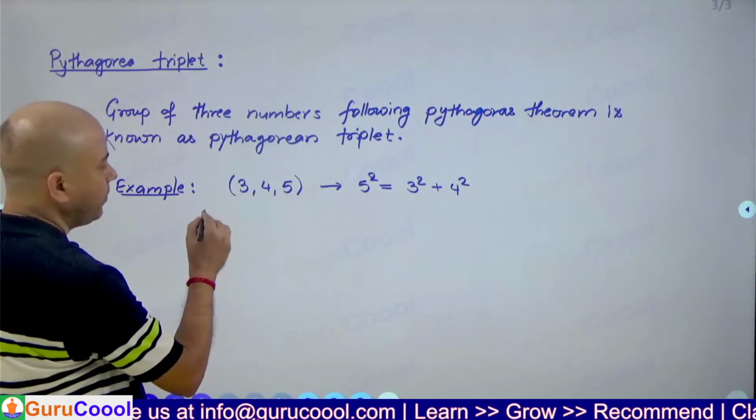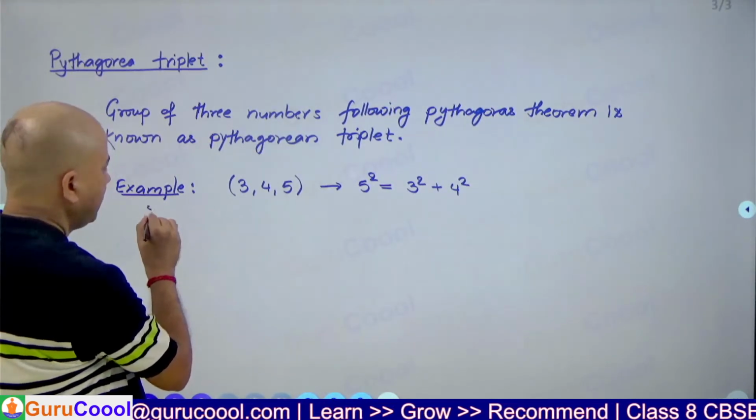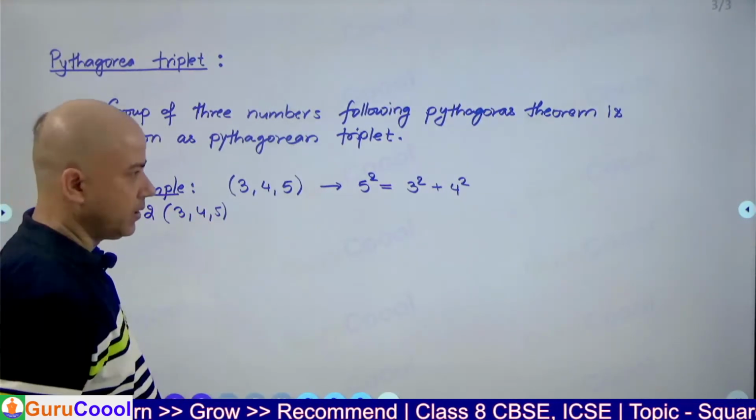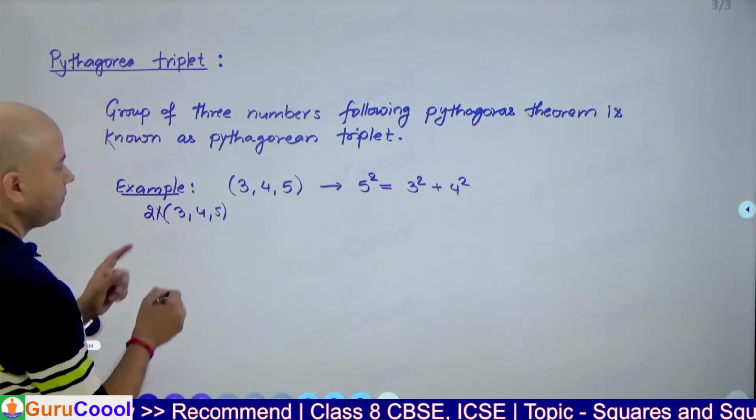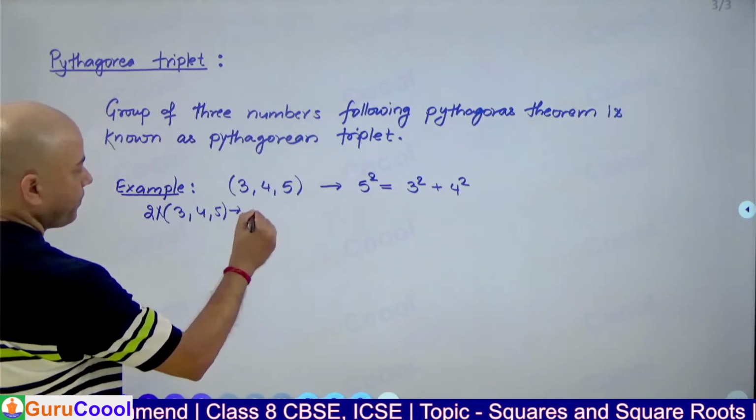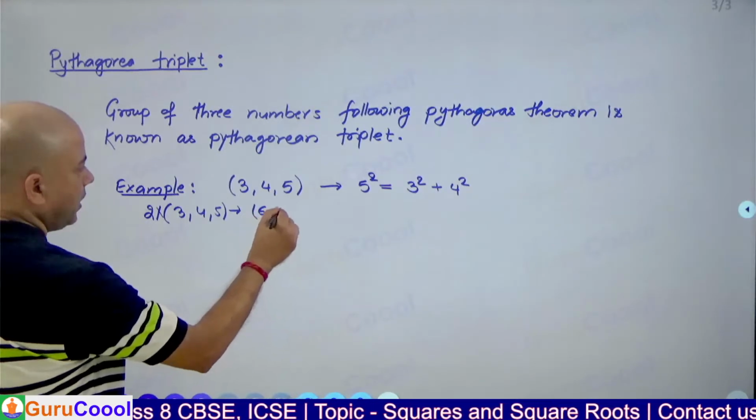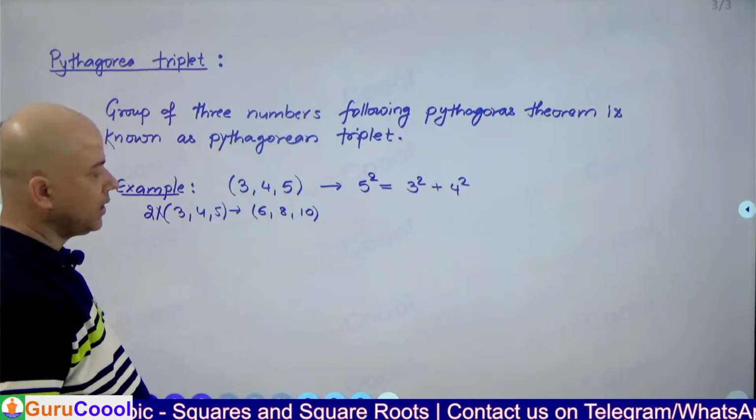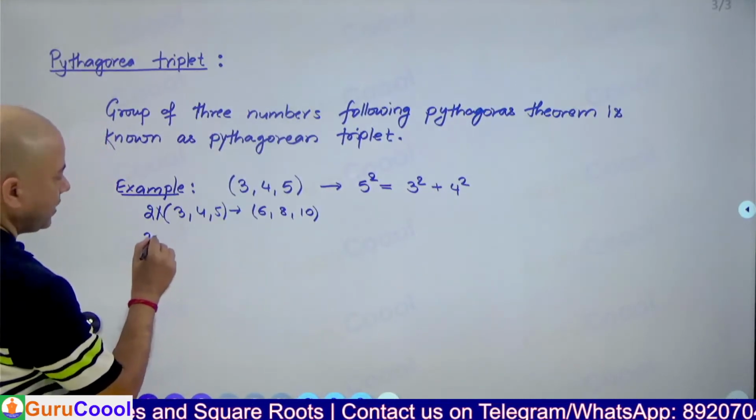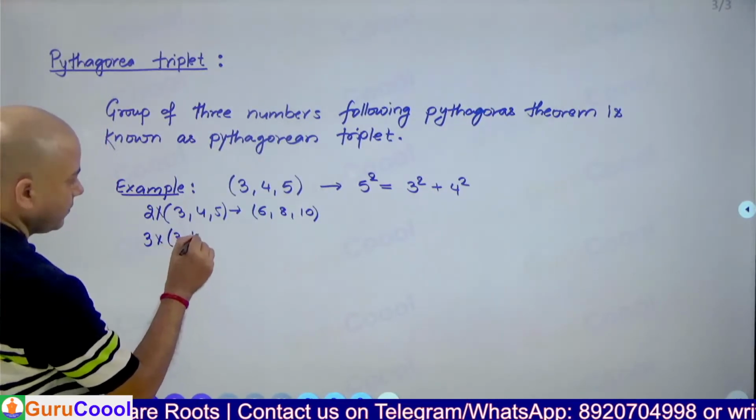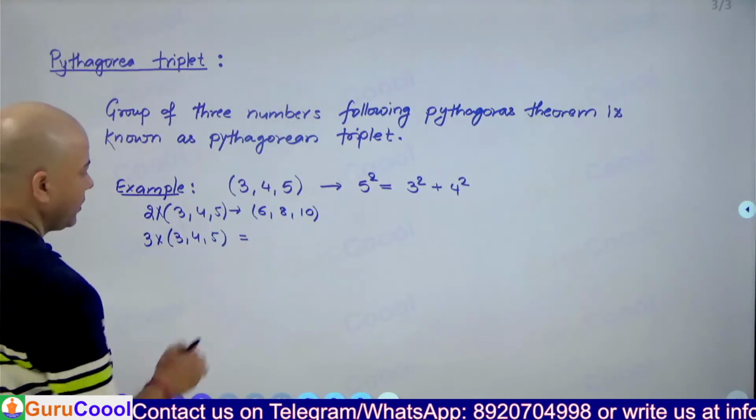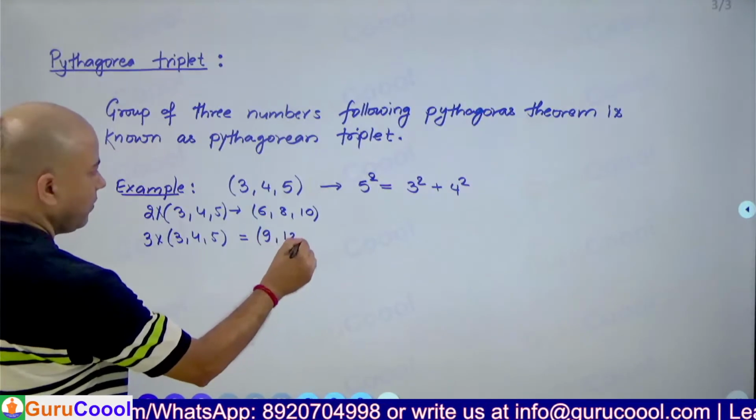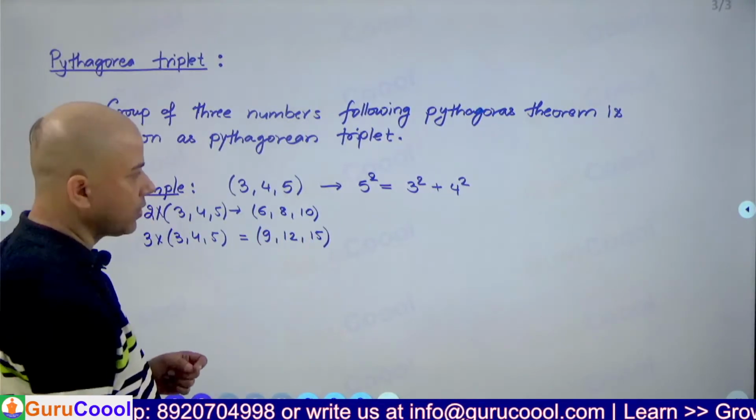So 3, 4, 5 is a Pythagorean triplet. That means it follows the Pythagoras theorem. Now if you multiply this Pythagorean triplet with 2 or any other number, like I'm multiplying with 2, I'll get 6, 8, 10. That is also a Pythagorean triplet. If you multiply this with 3, what is it? 9, 12, 15. That is also a Pythagorean triplet.